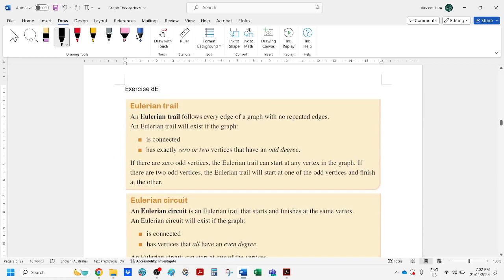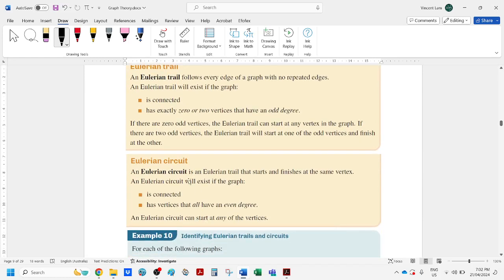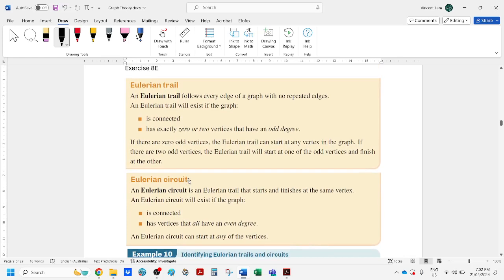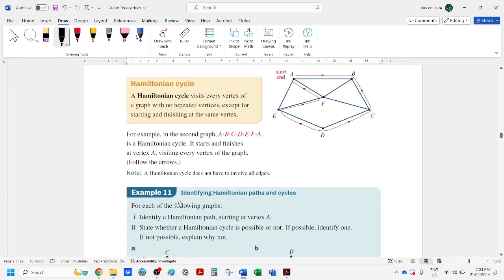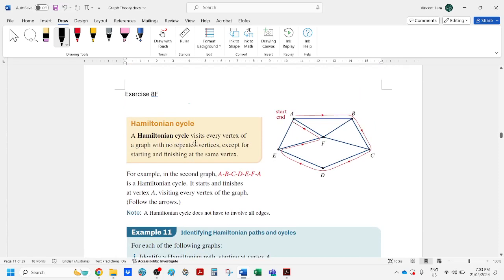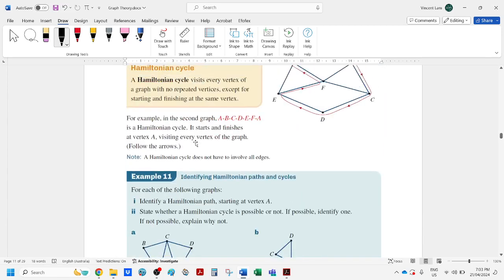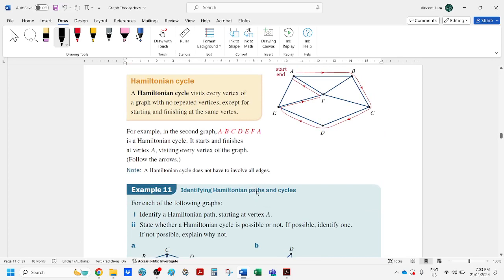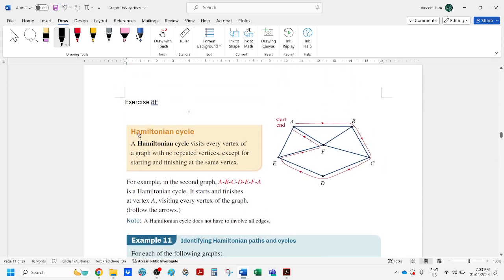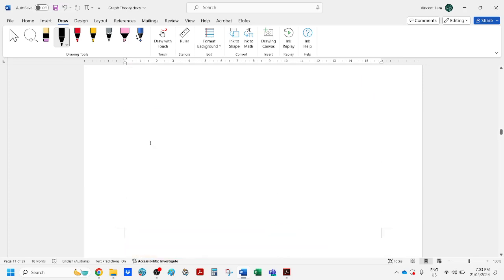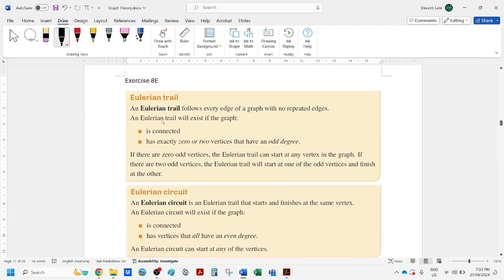Moving on to 8E. 8E is a special type of trail. It's called an Eulerian trail, and there's another thing called an Eulerian circuit. Okay, what I need you to really remember is this is an Eulerian trail. This is an Eulerian circuit. Now I'm stressing that because when I scroll down, you're going to move to something called a Hamiltonian cycle. And I've missed a screenshot. And a Hamiltonian path. Sorry about that. So just be careful. Hamiltonian cycle. Never write Hamiltonian circuit, and never write Eulerian path or Eulerian cycle. It's Eulerian trail and Eulerian circuit.